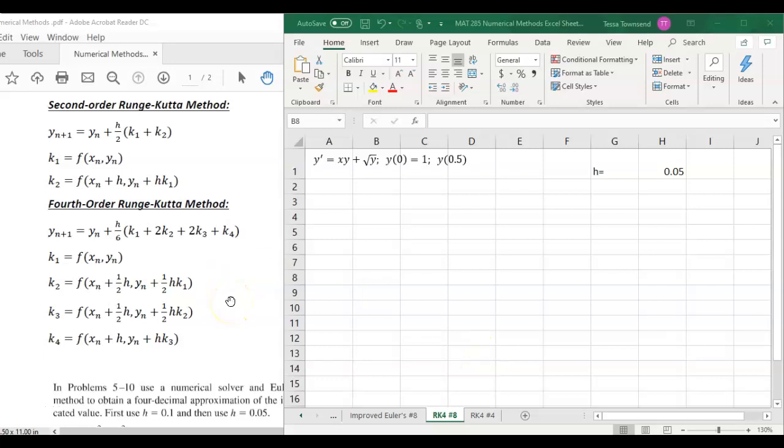So I want to talk about the Runge-Kutta method. We have a second order and a fourth order. The fourth order is a little more involved than the second order. It's going to be a little more accurate than the second order. RK4 is actually going to be more accurate than Euler's or improved Euler's also. We are not going to do this by hand, but you can see the formulas that are involved and how this is going to work.